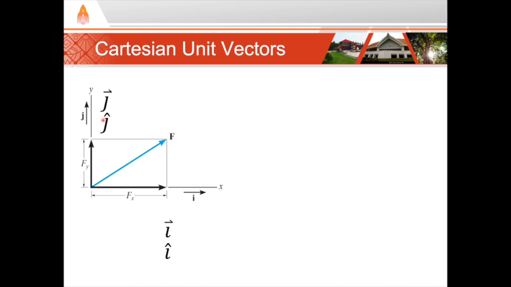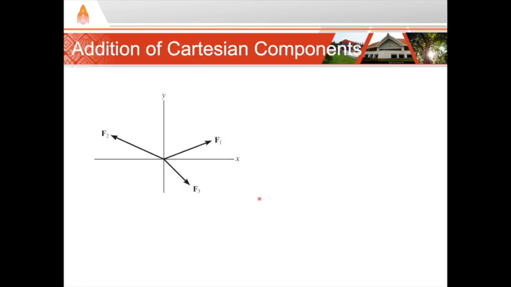And so we're going to use these to say that any vector F is equal to the magnitude of the vector in the x direction times the unit vector in the x direction, i hat, plus the magnitude in the y direction times the unit vector in the y direction. And so writing it like this is called the Cartesian unit form of the vector. And this can be useful for us if we need to add up several forces together.